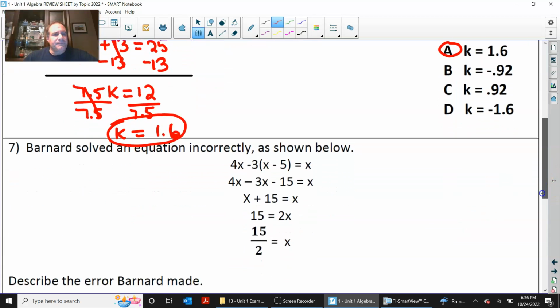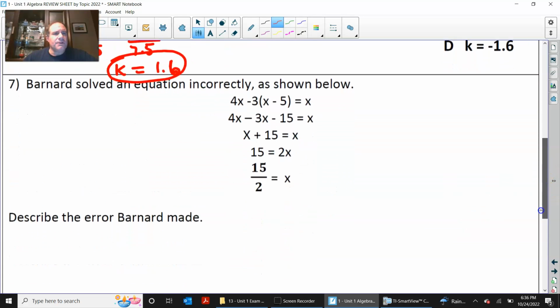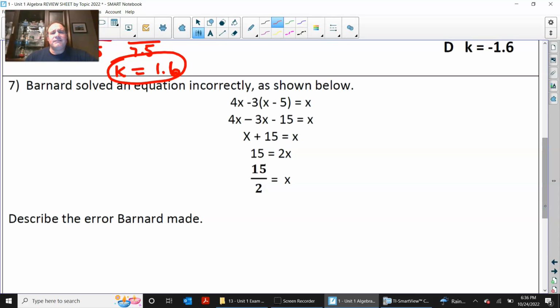All right. Number 7. Bernard solved an equation incorrectly, as shown below. So let's go ahead, it says describe the error Bernard made. You're going to take a look right here. All right, the first thing you have to do is the distributive property. I see the error that Bernard made right away.